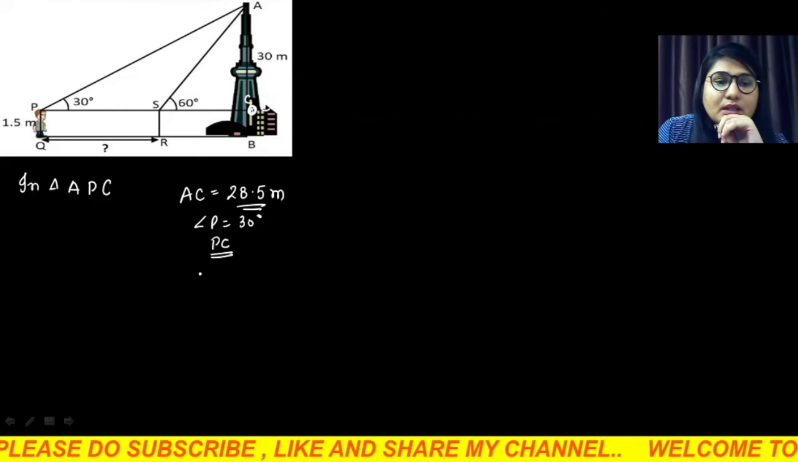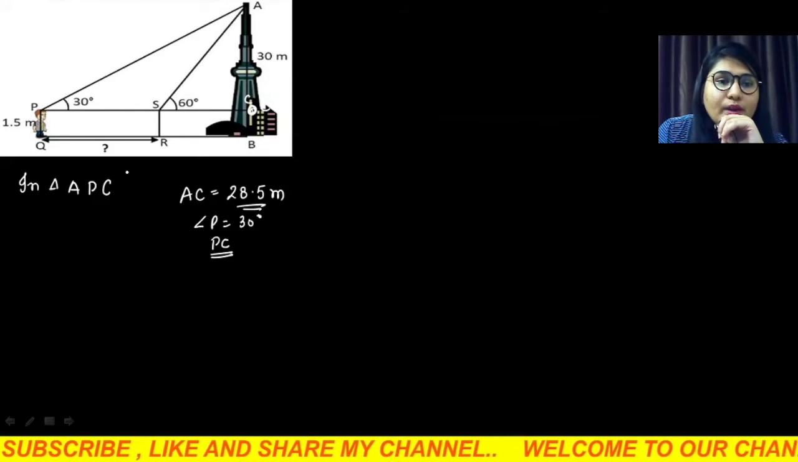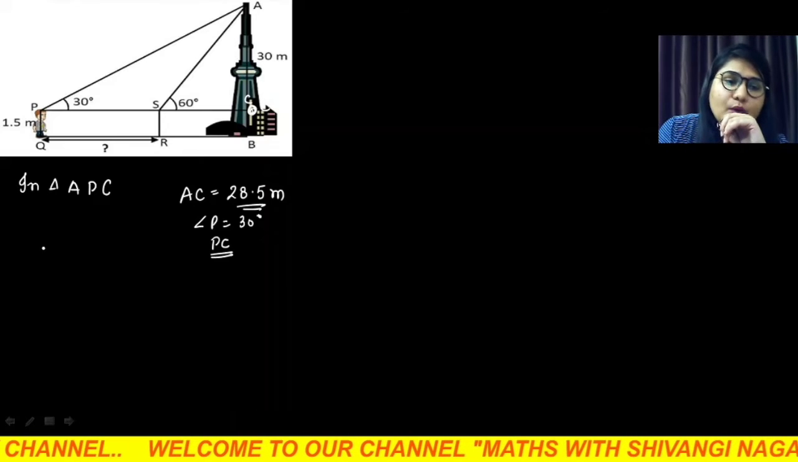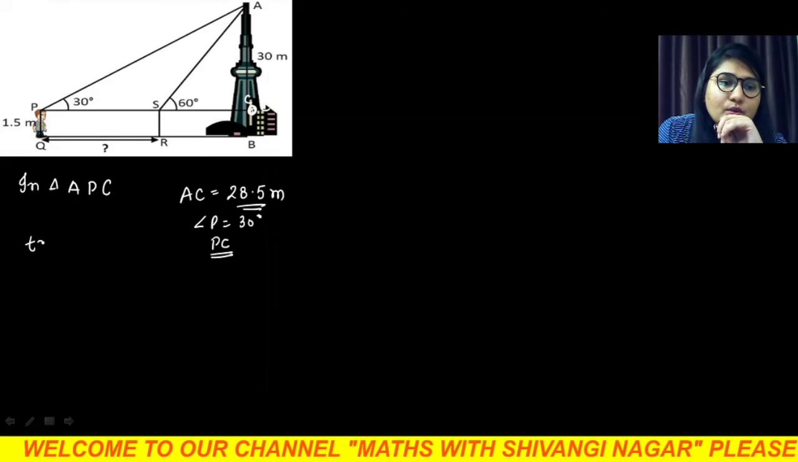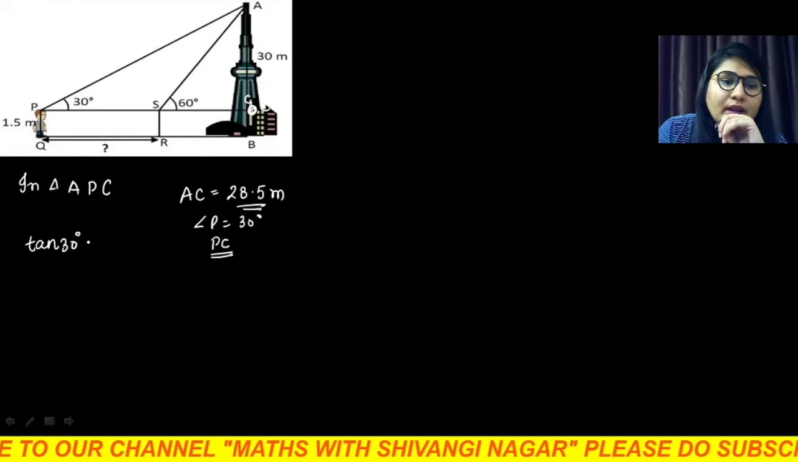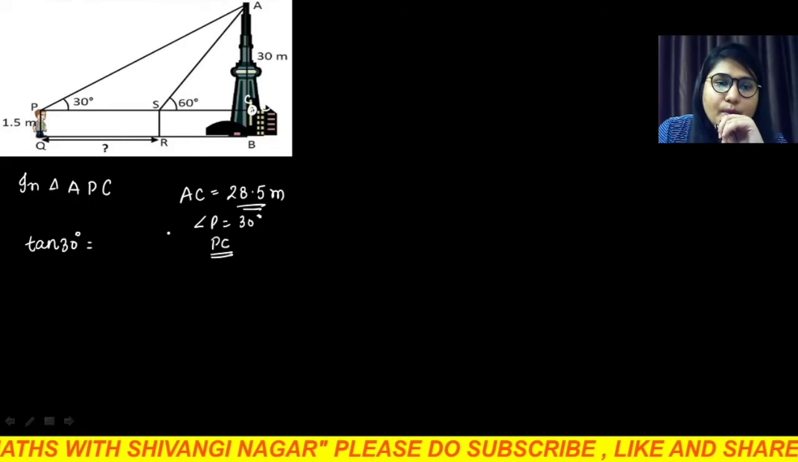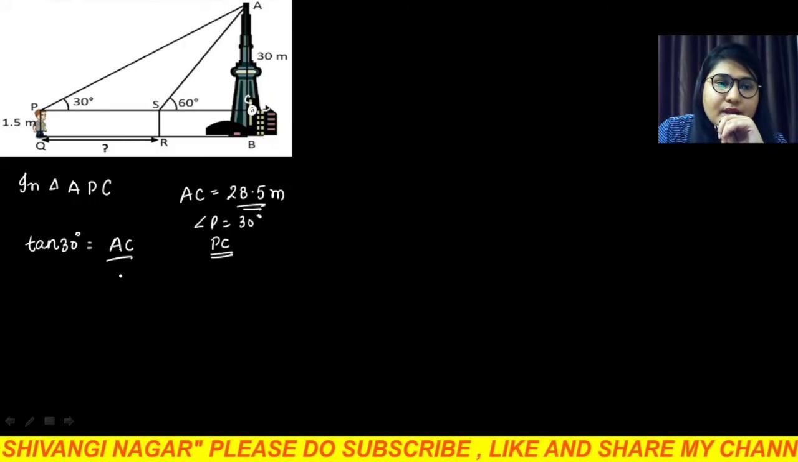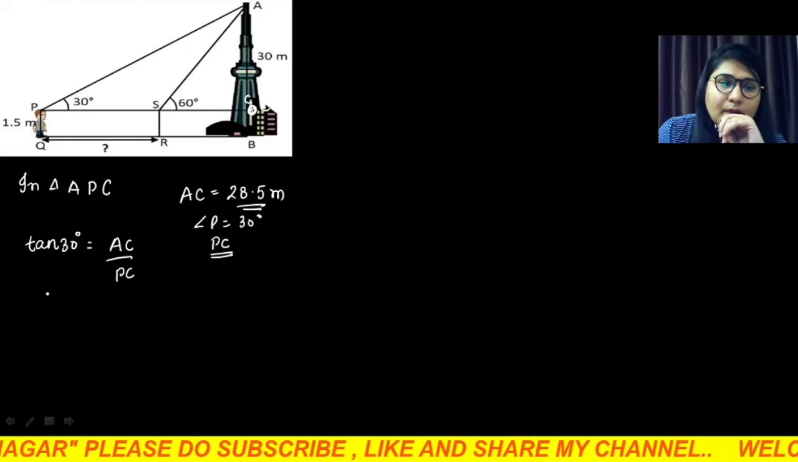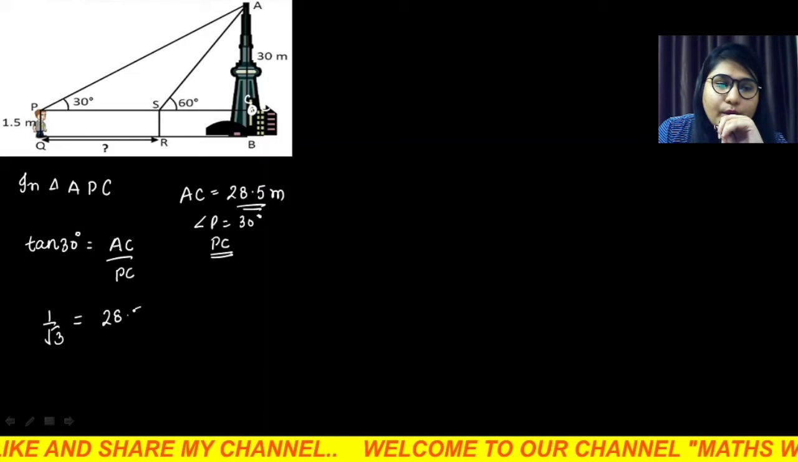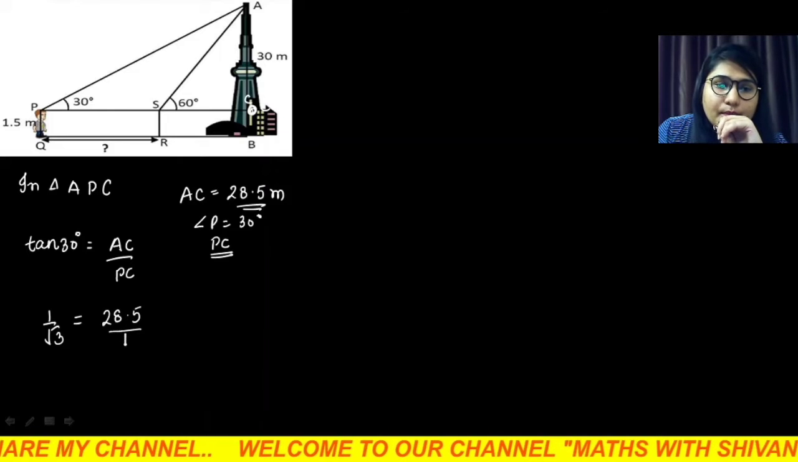So this PC is what? Adjacent side. And this AC is the opposite side. So it is better to apply which trigonometric ratio here? Tan ratio. So tan 30 degree is the opposite side of the angle 30 upon the adjacent side. So opposite side is AC, and adjacent side is PC. Clear? Now what is tan 30 degree? It is 1 upon root over 3. AC value is 28.5 upon this PC.